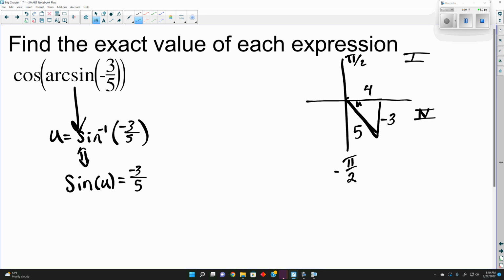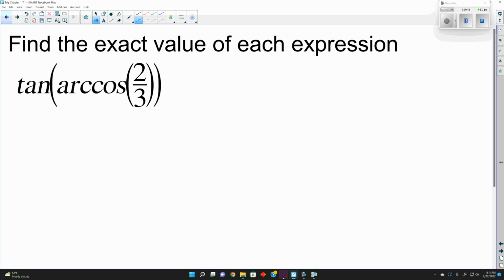So we can say that this here is cosine of u. Cosine is adjacent over the hypotenuse. So really, once we get these set up as triangles, they're easy to work with. Questions on this here? Do we need to see another one of these?